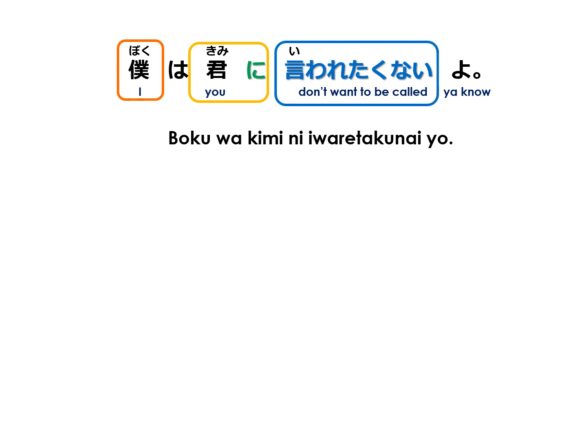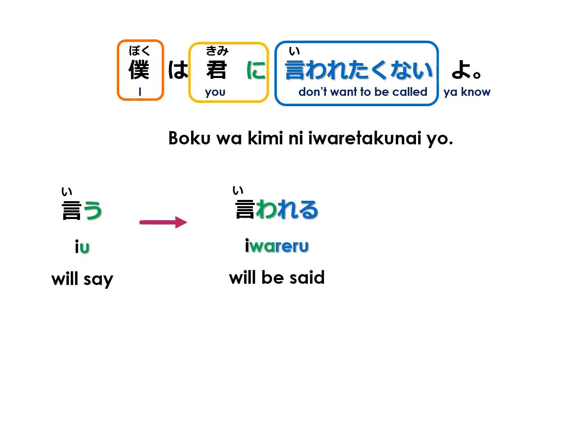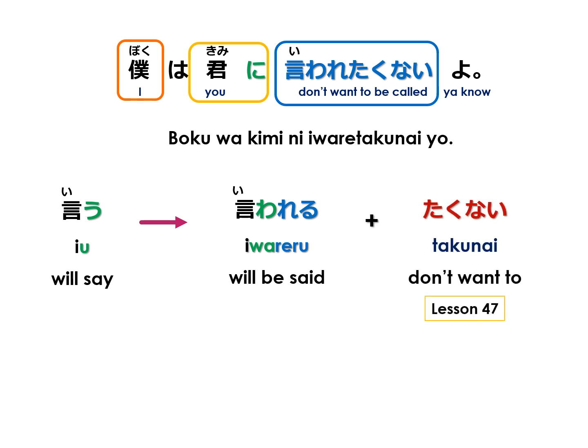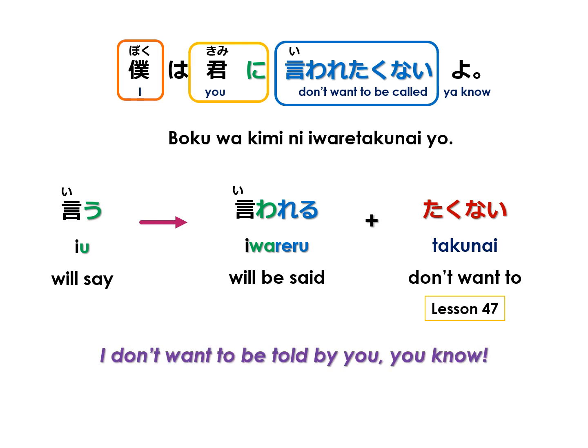Our verb is iwaretaku nai, which comes from the verb iu, meaning to say or will say. And when that's converted to passive, it becomes iwareru, will be said. And when conjugated with takunai, meaning don't want to do, which we learned in lesson 47, we get iwaretakunai. And so the translation of the whole sentence: I don't want to be told by you, you know. And the don't want to be told portion is iwaretakunai.